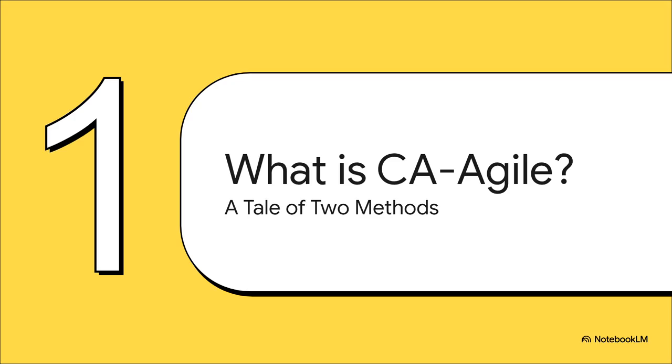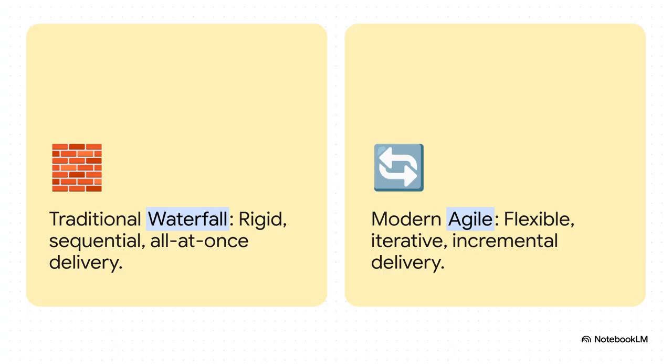Okay, so first things first. To really get a handle on what CA-Agile is, you've got to understand why it even exists in the first place. And really, it's a tale of two very, very different ways of managing a project. On one hand, you've got the old school, traditional waterfall method. Think of it like building a house. You pour the foundation, then you build the walls, then you put on the roof. Everything happens in a strict, rigid order, and you don't really see the finished product until the very, very end.